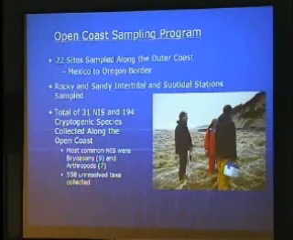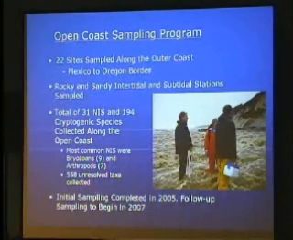And we did have a high number of unresolved taxa. 558 unresolved taxa were collected, which is a relatively high number, and it really is a problem for us, and it's one which we are addressing. So the initial sampling was completed in 2005, and we're going to have follow-up sampling beginning in 2007.